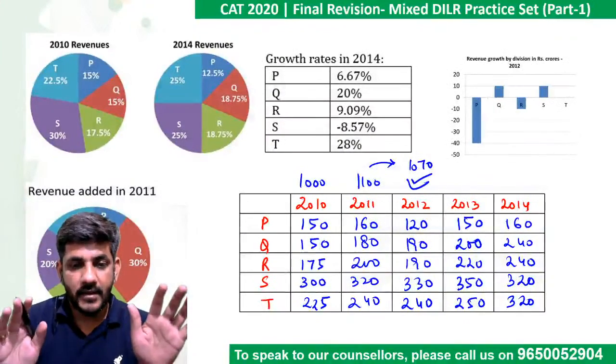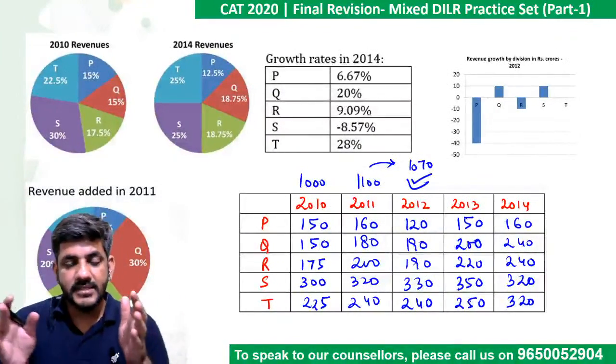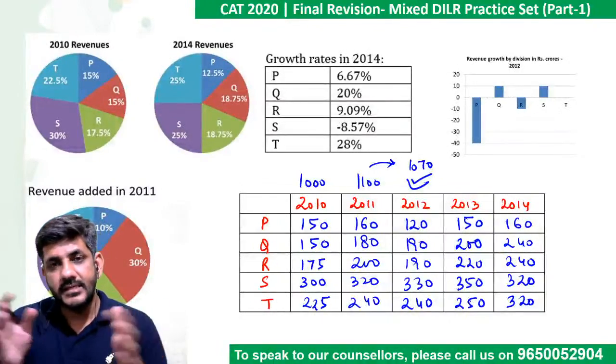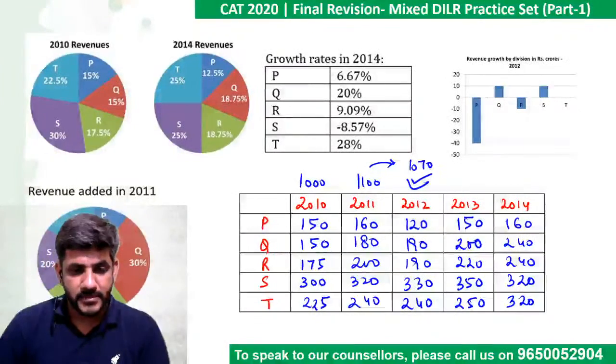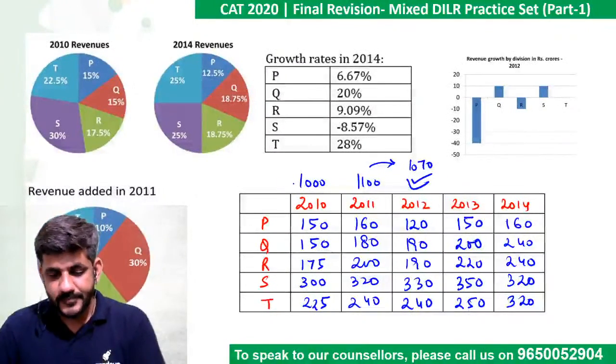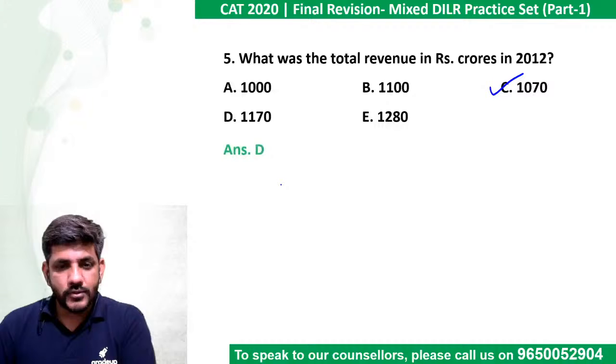ठीक कह रहा हूं ना मैं? बिकॉज 10 से 11 में इट इंक्रीज्ड बाय 100 एंड देन इट डिक्रीज्ड बाय 30. तो डिक्रीज होने के बाद वो 1170 कैसे हो सकता है? देयर इज सम मिस्टेक. लेट्स गो टू द नेक्स्ट क्वेश्चन.